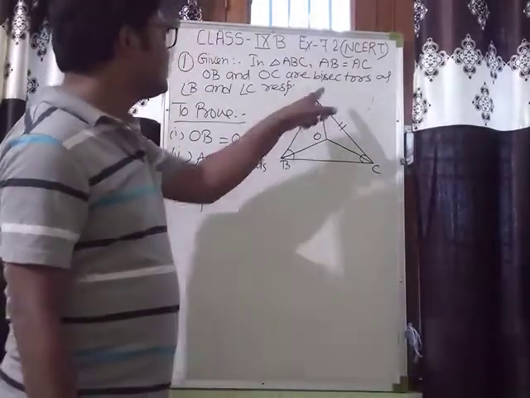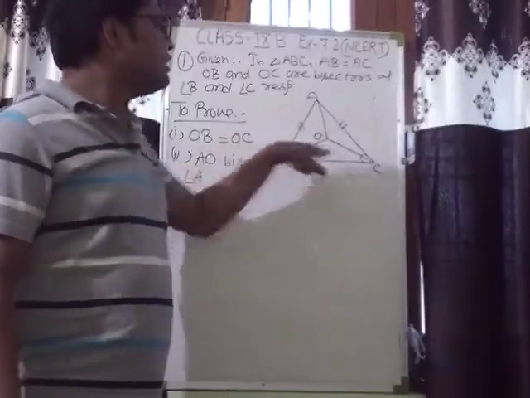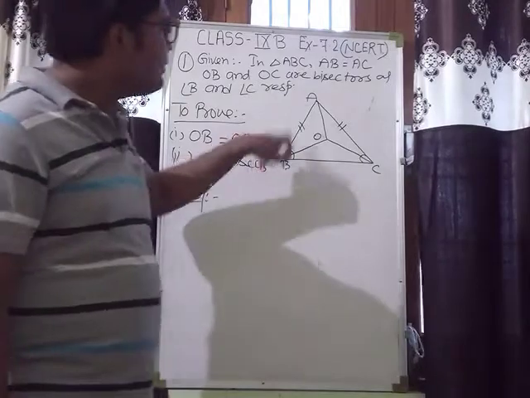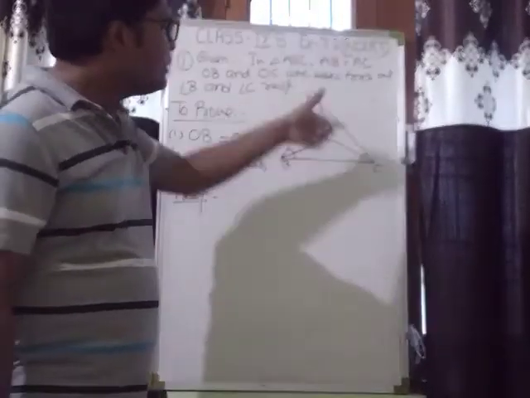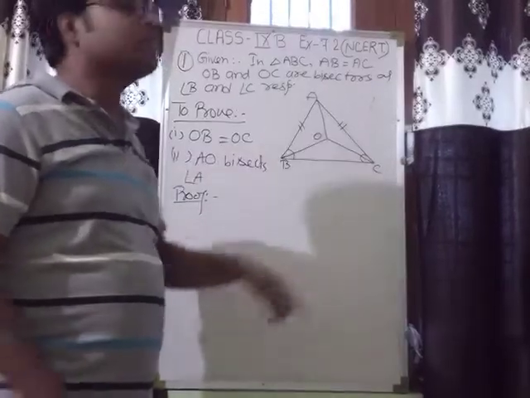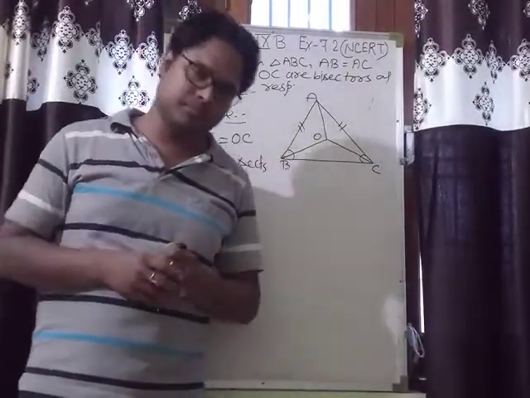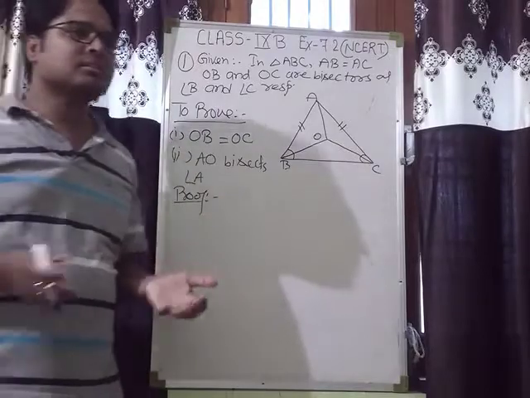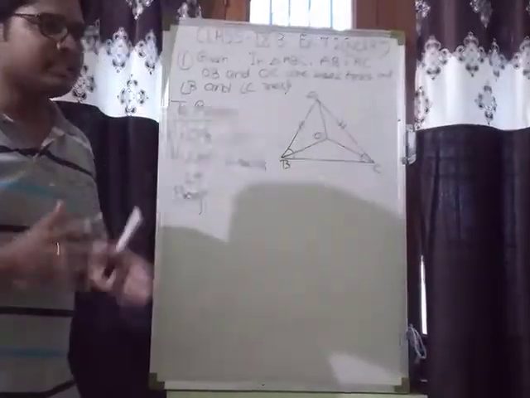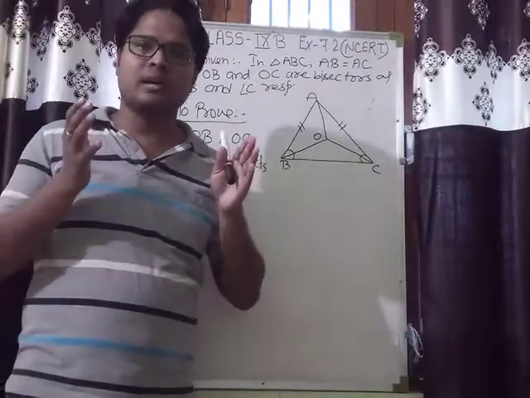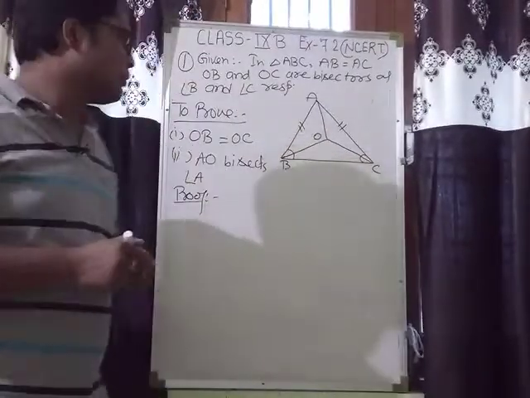So what is given in this question? In triangle ABC, AB and AC are equal, and OB and OC are bisectors of angle B and angle C respectively. Many times I have explained what a bisector is. A bisector is the line which divides the angle into two equal parts.